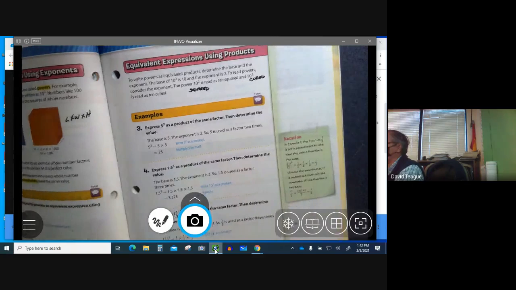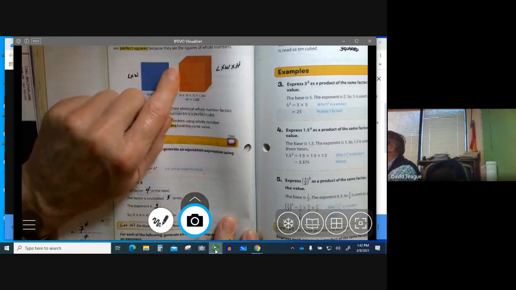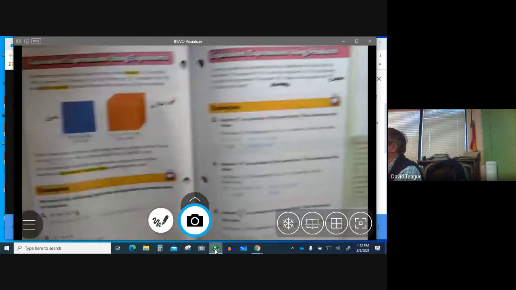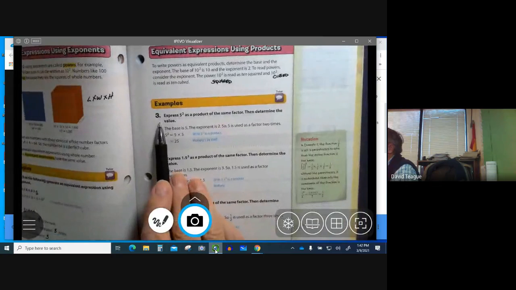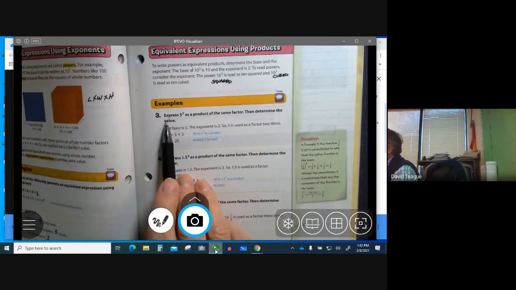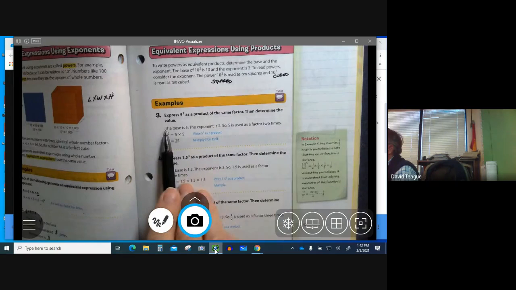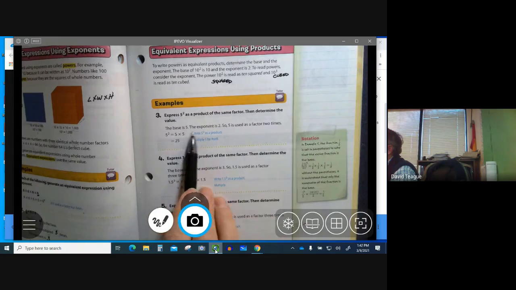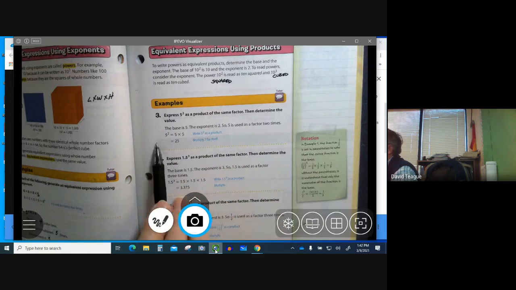And if you kind of think of these two shapes over here, it sort of makes sense, right? This is a square and this is a cube. Okay. But there's nothing wrong with saying 10 to the second power. You can do that. Okay, number 3, I have 5 to the second power, or 5 squared, as a product of the same factor, then determine the value. So the base is 5, the exponent is 2. So 5 is used as a factor 2 times. So 5 squared is the same thing, or equivalent to 5 times 5, and 5 times 5 is 25.